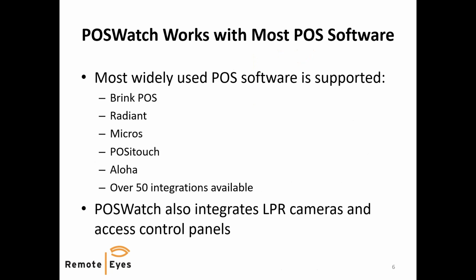PosWatch also integrates with license plate recognition cameras for users with the need to track vehicle activity on their property, for example, a multi-tenant residential community. The same integration method applies to access control systems as well, giving property managers tighter control over entry and egress activities at their properties.